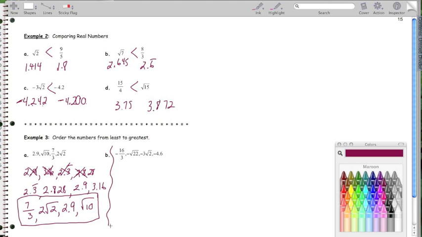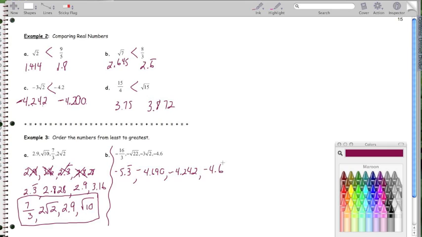Okay, last one. These ones have negatives, so we're going to think of them on the other flip version. Negative 16 over 3 is going to give me negative 5.3 repeating. Negative square root of 22 is going to give me negative 4.690. Negative 3 square roots of 2 is going to give me negative 4.242. And then I have negative 4.6.